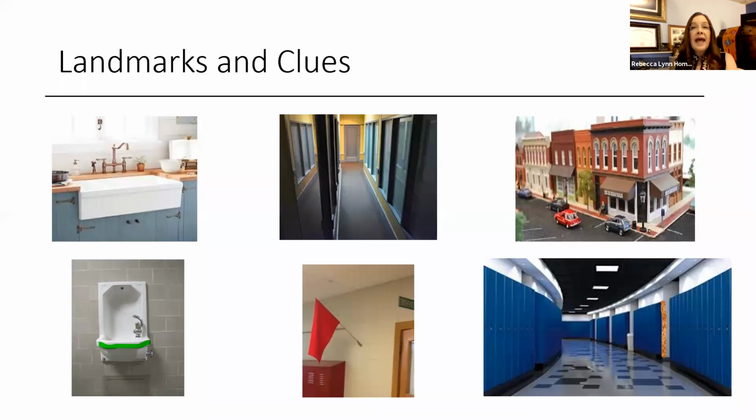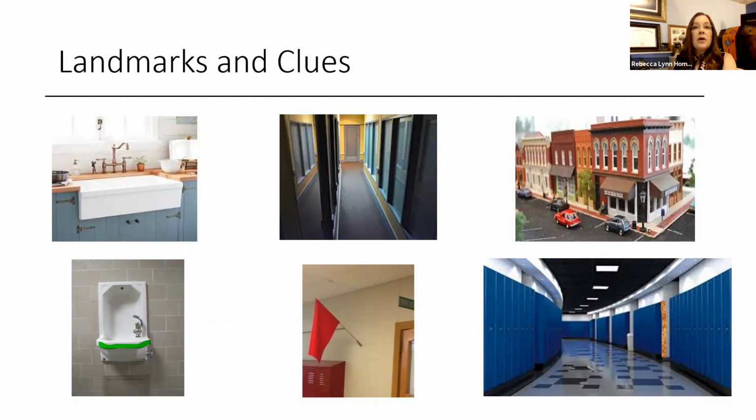Sometimes you might need to add a landmark or clue for your child to be more independent. So you might want to put a red pom-pom on your child's bedroom door, or some corrugated paper near the door handle, so that when they reach for the handle and they feel that corrugated paper, they know that that's their room and not their brother's room.